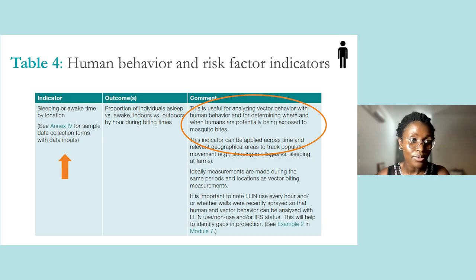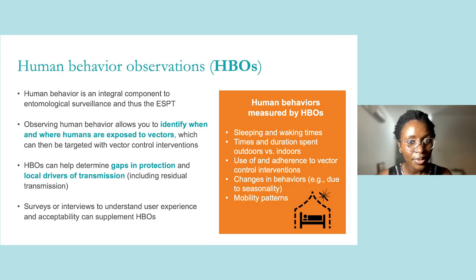One of the key concepts in this module is human behavior observation, or HBO. Human behavior is an integral component of entomological surveillance, and thus the ESPT tool. The objective of HBOs is to understand how human behavior overlaps with vector behavior to identify where and when humans are exposed to vectors. These times and places can then be specifically targeted with vector control interventions. HBOs can help identify gaps in protection, local drivers of transmission, and the characteristics of residual transmission.